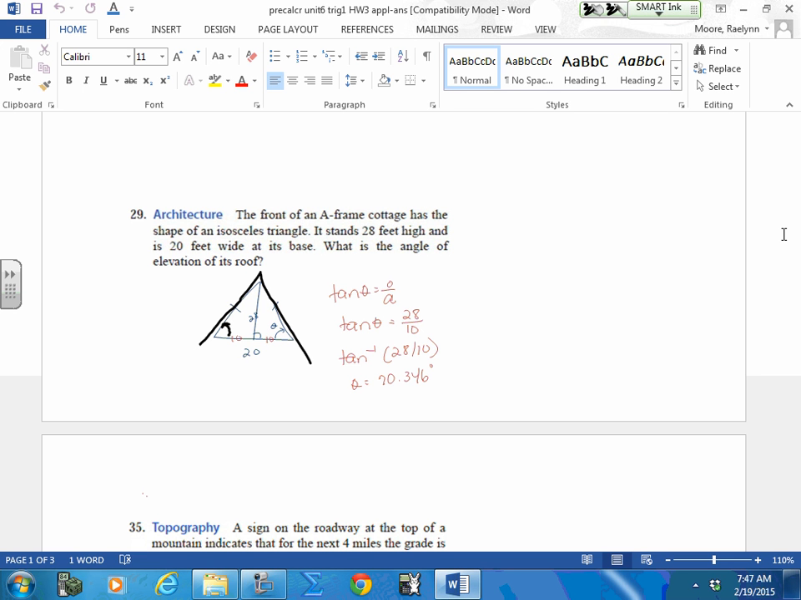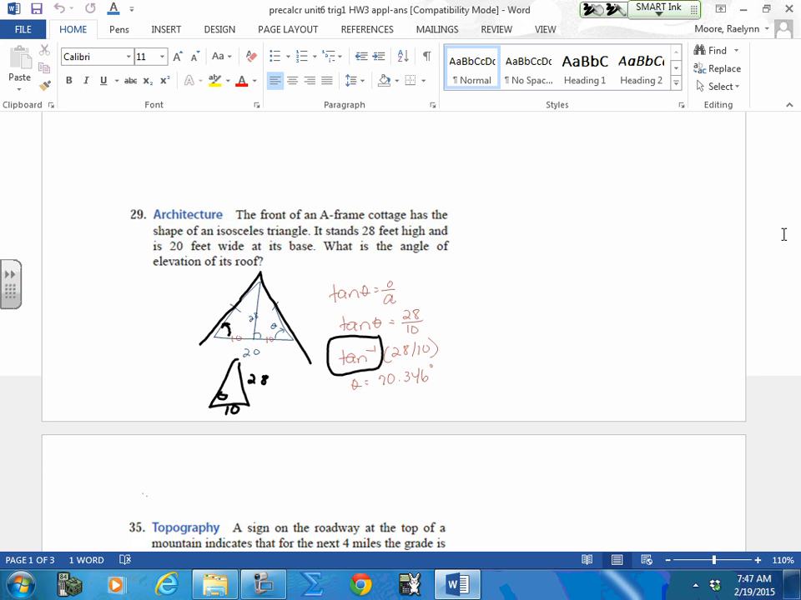Doesn't matter which side you find, they're both the same. So remember the isosceles cuts the base in half. So here's your basic little triangle. 10, 28, and I don't know my angle. This is when you use the inverse. This is when you use tan negative 1.